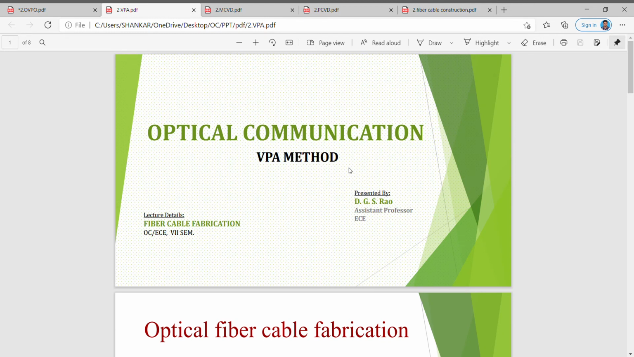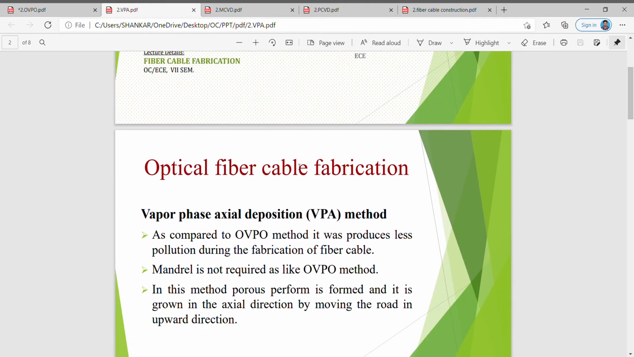Now we will discuss the vapor phase axial deposition method. This method is also used to fabricate optical fiber cables. It is similar to the OVPO method, but in this method the pollution during fabrication is less as compared to the OVPO method.